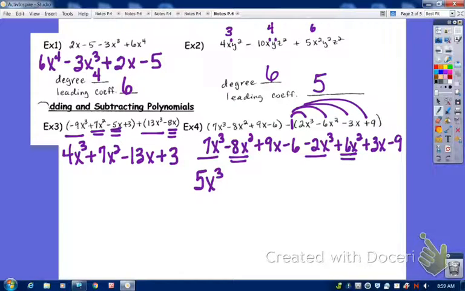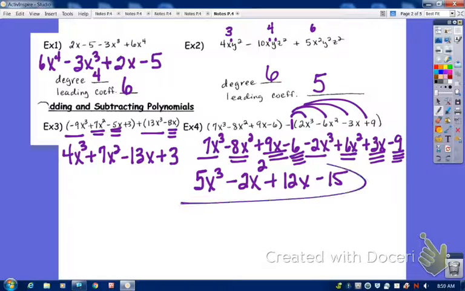Those combine to be, I have a -8 and a positive 6. So it gives me a negative 2x squared. I have a 9x and a 3x. Those combine to be 12x. And then I have a negative 6 and a negative 9. That combines to be negative 15.